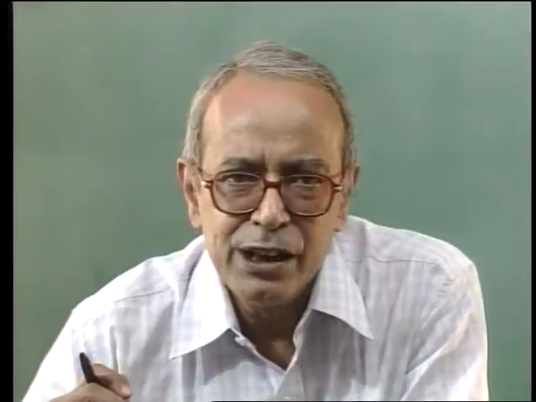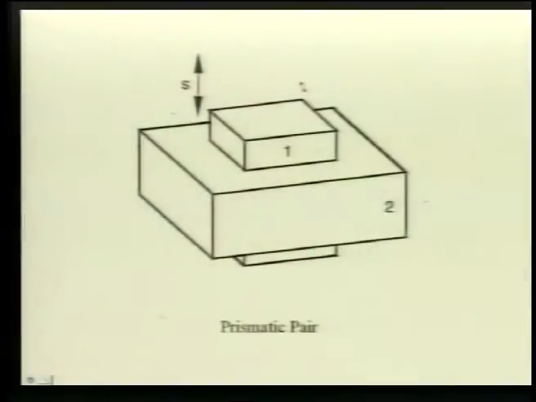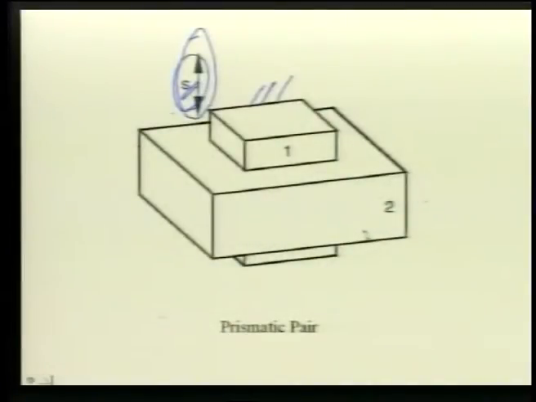The next slide will show what is known as a prismatic pair. In this prismatic pair, again if we hold this body 1 fixed, then body 2 can only move along this vertical direction. No other rotation of body 2, no other translation of body 2 is possible. Consequently, this S representing the relative sliding between body 1 and 2 is the pair variable, and this has a single degree of freedom just like a revolute pair.